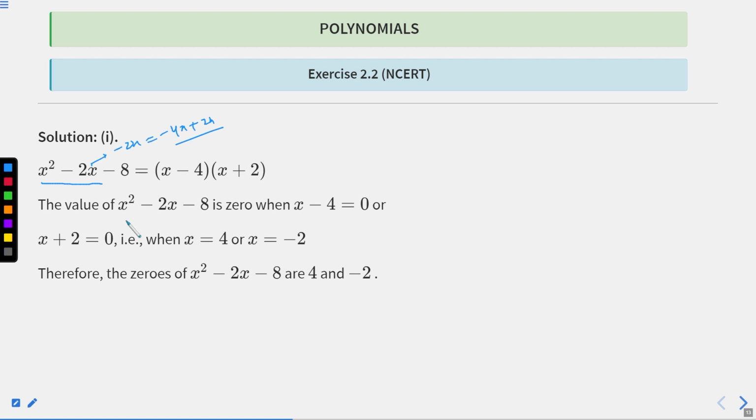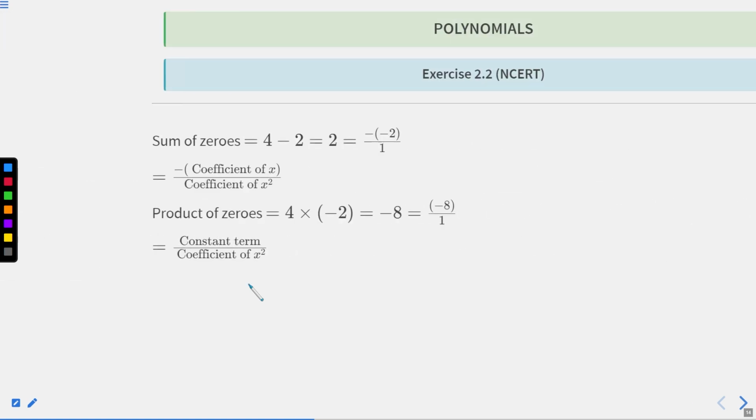The value of x squared minus 2x minus 8 is 0 when x minus 4 is equal to 0 or x plus 2 is equal to 0. That is, when x is equal to 4 or x is equal to minus 2. Therefore, the zeros of x squared minus 2x minus 8 are 4 and minus 2.